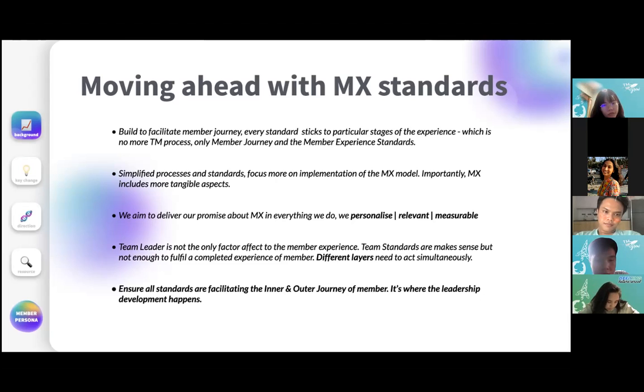Secondly, it simplified processes and standards, focuses more on implementation of the MX model, and includes tangible aspects. Earlier, at least when I looked at my entity as an LCVP also, I was not able to ever come up with data insights. I could just use my intuition and say that I feel that members are feeling burdened, or I could feel that members are feeling burnt out. However, I could not tell why, or I did not have data to support it.